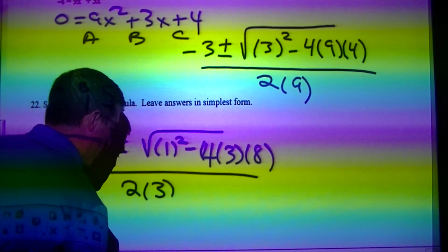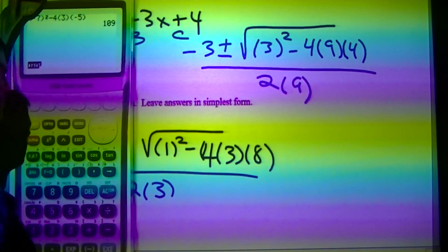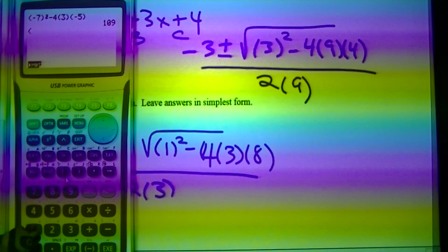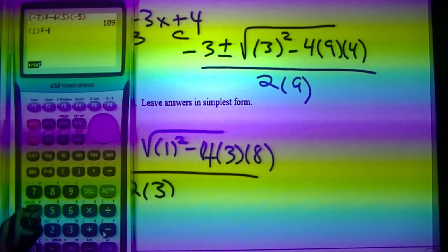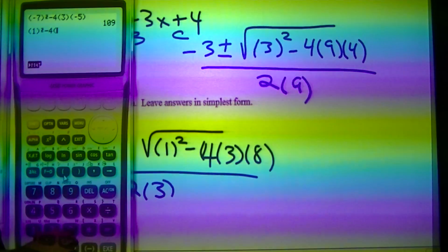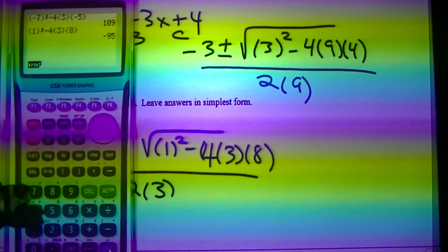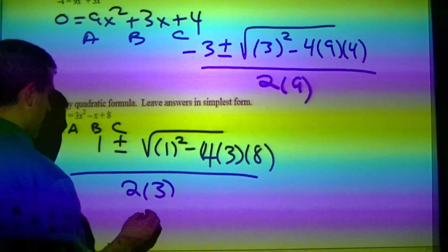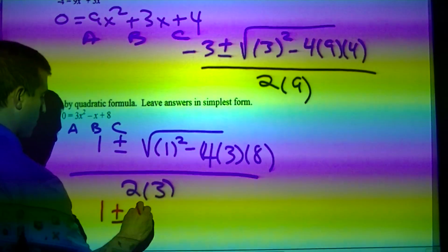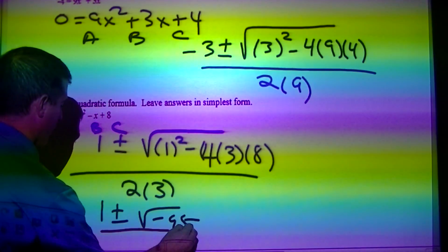Okay? So I'm going to go in. I'm not going to use the alpha. I'm just going to use the variables. Okay? So I'm going to do 1 squared minus 4, okay, times 3 times 8. I get negative 95. Okay? So that's 1 plus or minus the square root of negative 95 over 6.